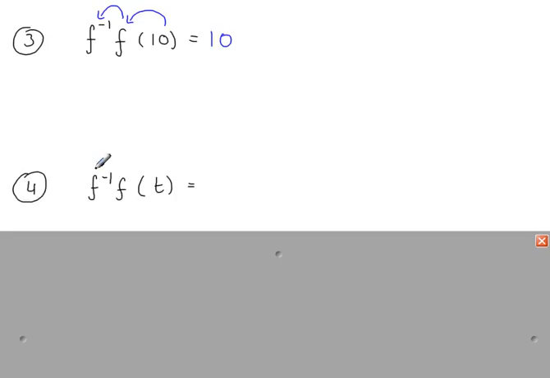Example 4, t is going into the function. Whatever comes out of the function goes into the inverse function. Again, you've got a function and its inverse, one after the other, so they undo each other. So what goes in is what comes out, t.